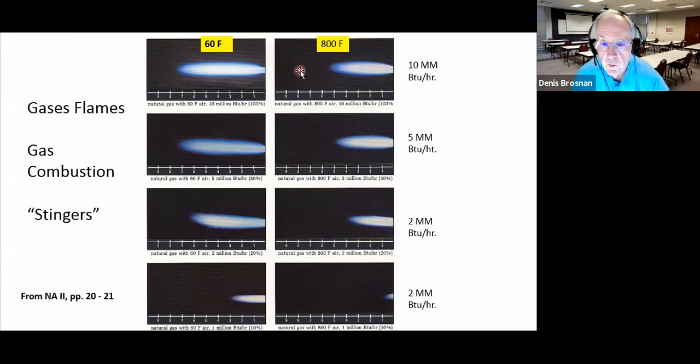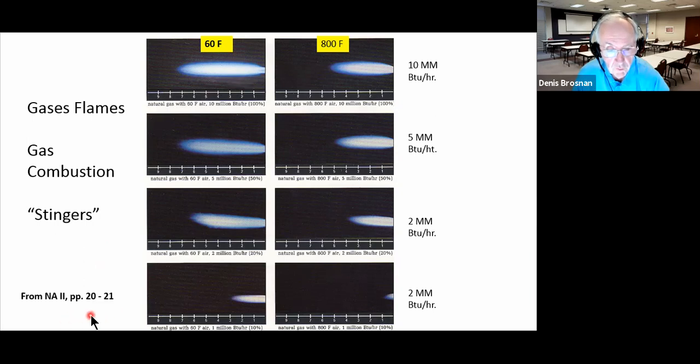Sometimes these flames are called stingers because if you get in their way, they're going to sting you. Not just the flame itself, but the products of combustion can sting you or burn you coming out of the flame. Now the flame profile is a little bit different at 60 degrees Fahrenheit. Okay, faster combustion at 800 here in the environment, a little bit slower combustion out here at 60 degrees Fahrenheit. But those are natural gas flames.